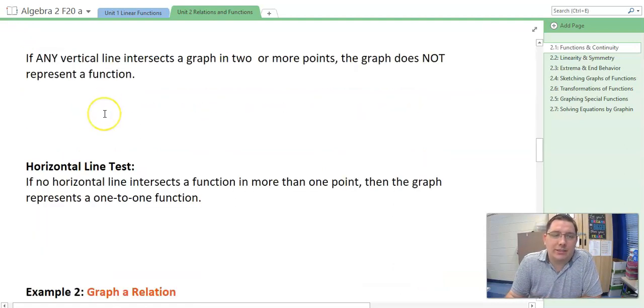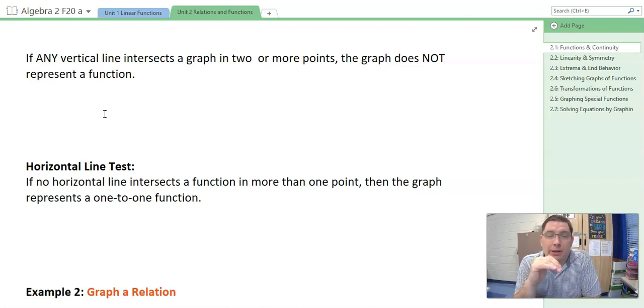The horizontal line test says if there's no horizontal line that intersects the function in more than 1 point, then the graph represents a one-to-one function. So again, if I can take a horizontal line all the way up and down the graph and never touch more than 1 point on the same horizontal line, then it is one-to-one. Now, that'll be important when we talk about inverse functions, which we'll look at a little bit in Chapter 3, but you'll look more at in pre-calculus. But let's go ahead and look at example 2.